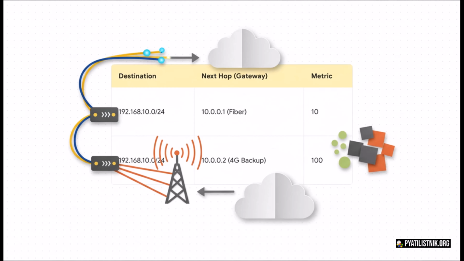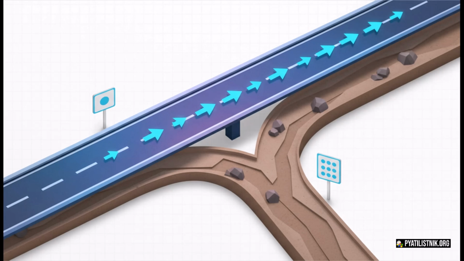So take a look here. We have two different paths to the exact same destination. One's a fast fiber line, the other is a 4G backup. The router gives each path a cost, and that's the metric. You'll notice the fiber route has a really low metric, just 10, while that 4G backup is way higher at 100. And here's the golden rule. The router will always choose the path with the lowest metric. Always.